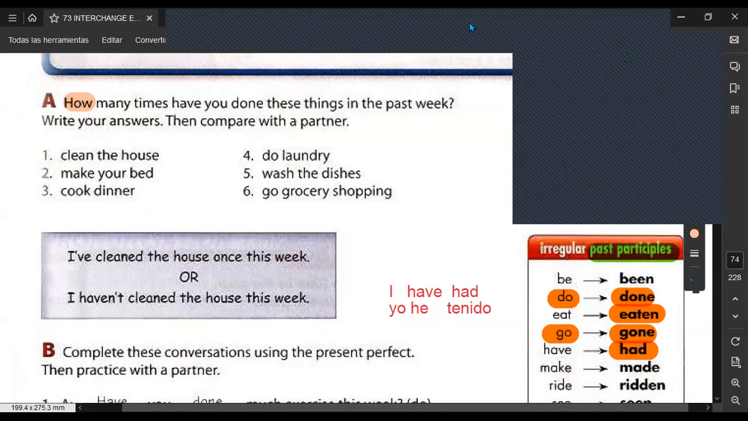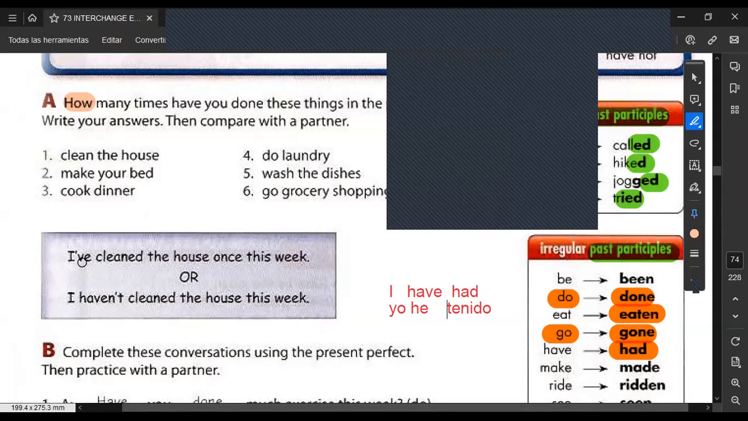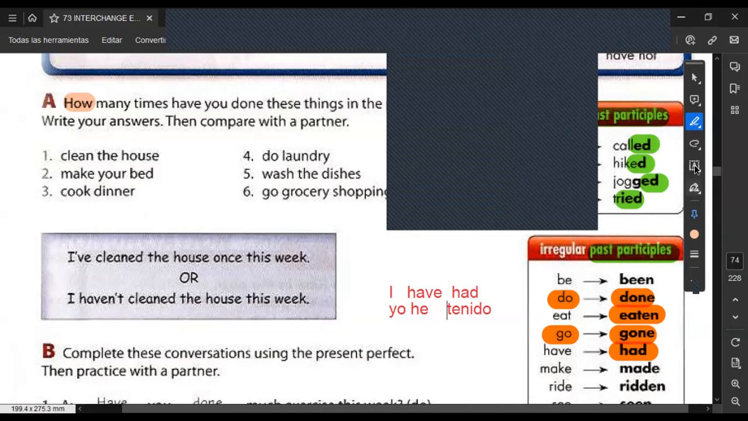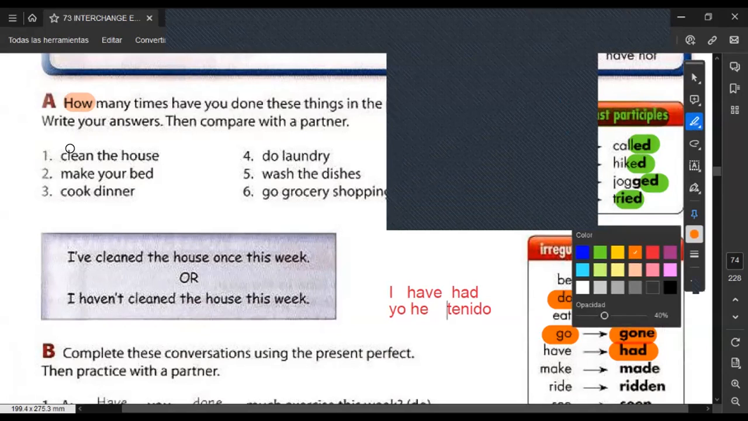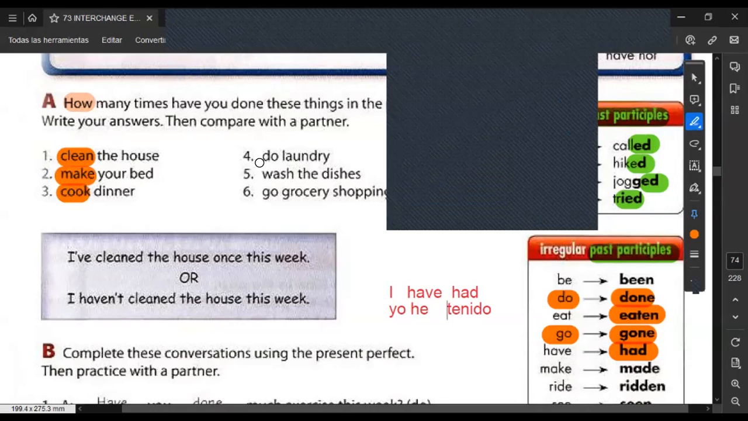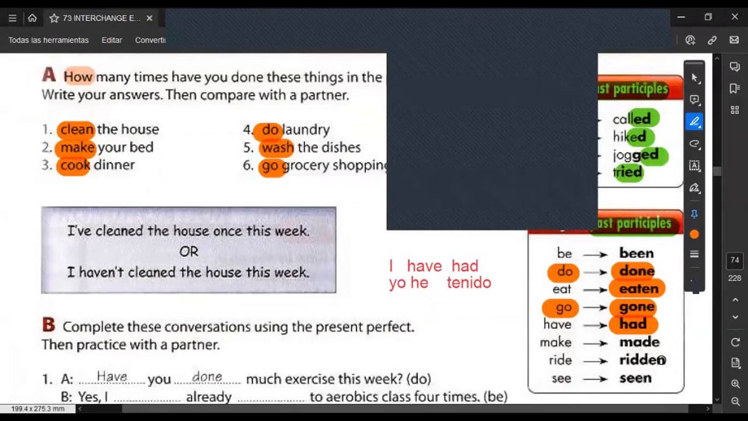Okay. So the next one, so what are you going to do? You are going to use the verb in past participle, right? The verbs that you have in the examples, you are going to use them in past participle. This verb: clean, make, cook, do, wash, go. ¿De dónde vamos a sacar el pasado participio ahorita si no tenemos listado? De aquí, mire. De este listadito que tenemos aquí. No sé si lo ve. Mire, ok.